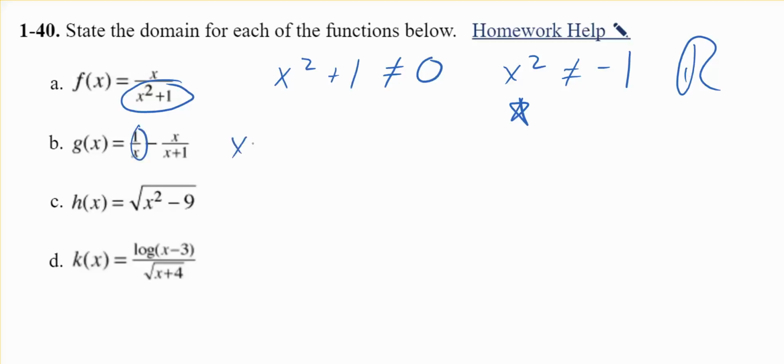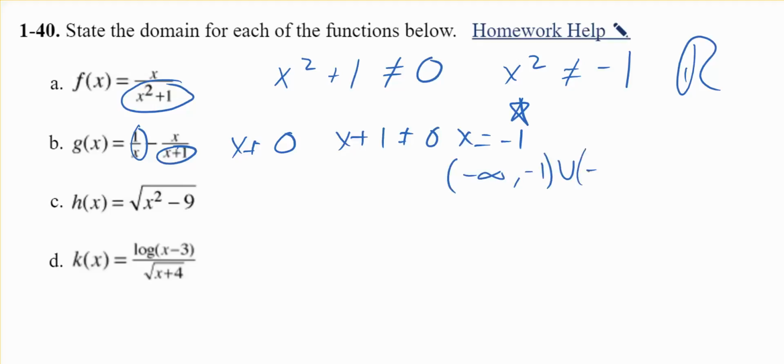The next one, we can kind of take it piece by piece. In this one, x cannot be 0. And in this one, x plus 1 cannot be 0, so x cannot be -1. So the domain would be all real numbers except for 0 and -1. And we could write that in interval notation if we wanted, from -infinity to -1, from -1 to 0, and from 0 to infinity. Or we can just say x cannot be -1 and 0. But realizing that we might see either one on an assessment or an AP test, of course.